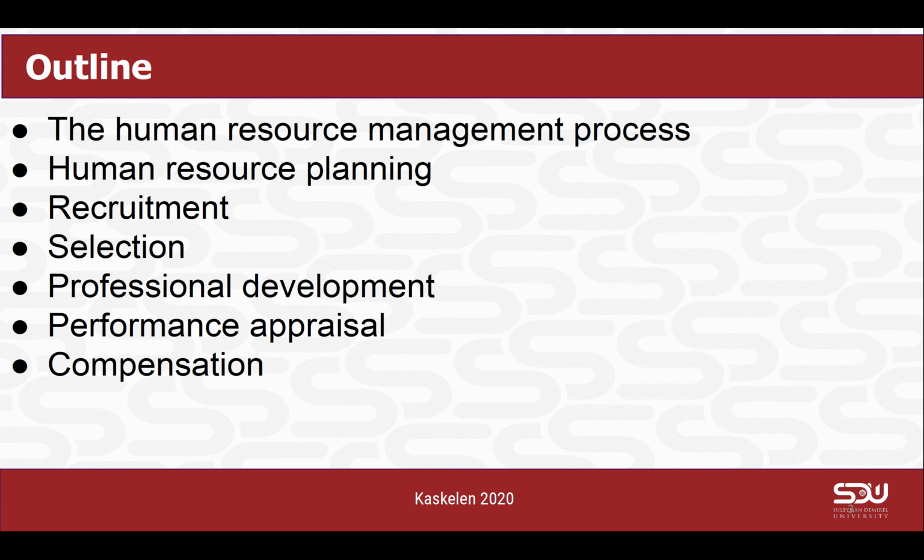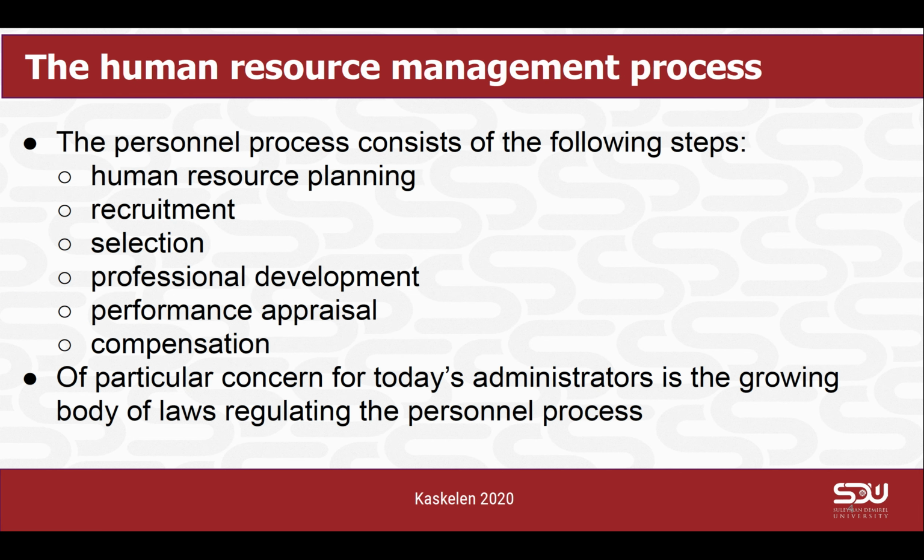So we will talk about the human resource management process and stages in that process, such as human resource planning, recruitment, selection, professional development, performance appraisal, and compensation. The personnel process consists of the following steps. First, human resource planning, recruitment, selection, next professional development, then performance appraisal, and compensation.